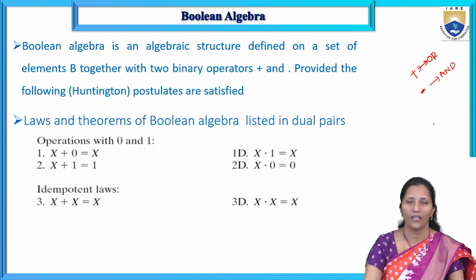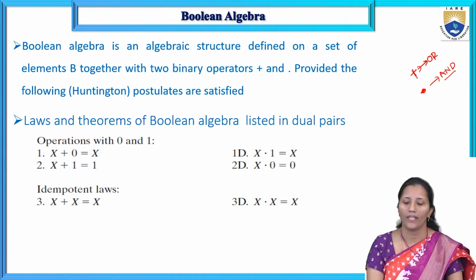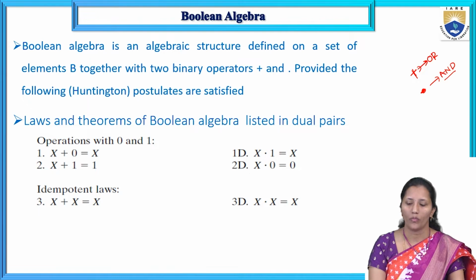OR is nothing but, if any one of the inputs is logic 1, then the output goes high. For AND operation, if any one of the inputs is 0, then the output is 0. If all the inputs are 1, only then the output will be 1 in the AND operation. So here AND is denoted by dot and OR is denoted by plus. These plus and dot operators are the two binary operators in Boolean algebra.